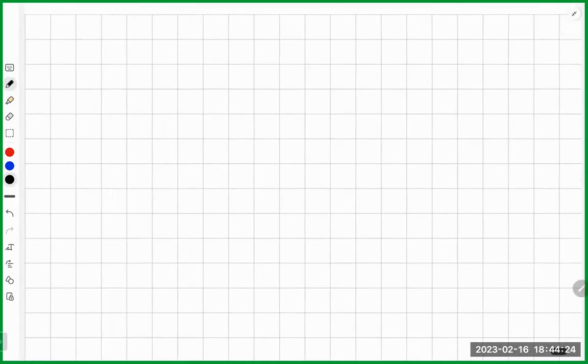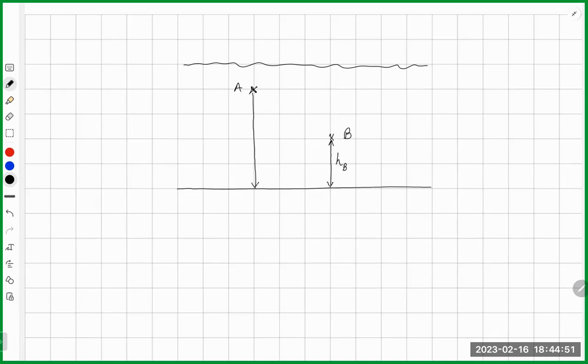Now, if this is a liquid or fluid, this is point A, this is point B. This is the base of the container. This is the height of B, and this is the height of A. Okay. Which point will be under more pressure than the other?